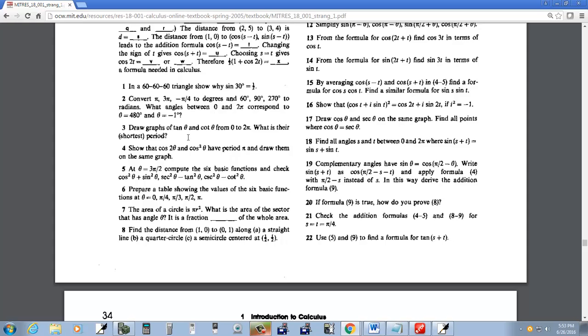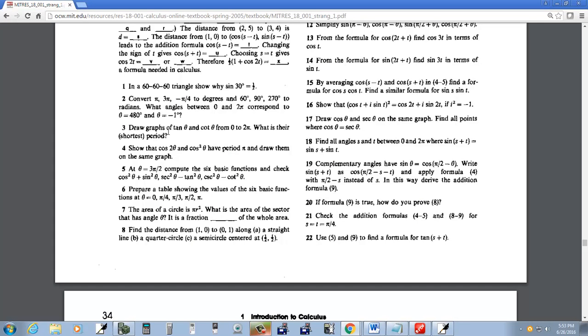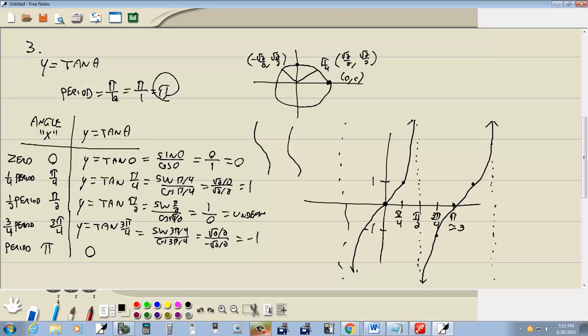What is our shortest period? It's pi. I'm not sure what they mean by that, unless they're wanting you to derive pi. Now it changes when you have other numbers in here, but if you just have tangent, the period is always pi. And by graphing it, you can see that. After pi units, it starts repeating.